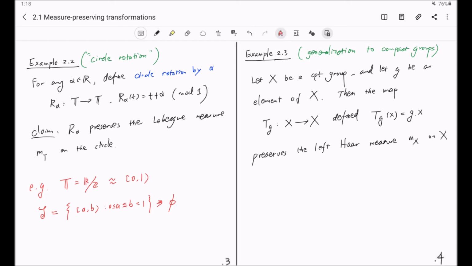And here, because X is assumed to be a compact group, we can normalize this Haar measure to a probability measure. That is guaranteed by the compactness of the group. And by the left invariance of the Haar measure, you can easily see that this map is measure preserving. So those two examples we talked about are really easy examples.